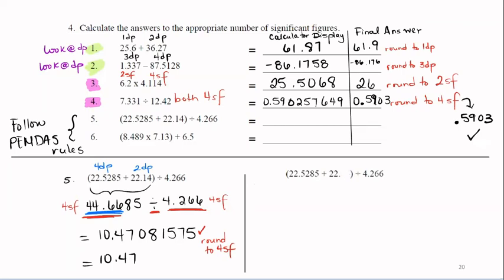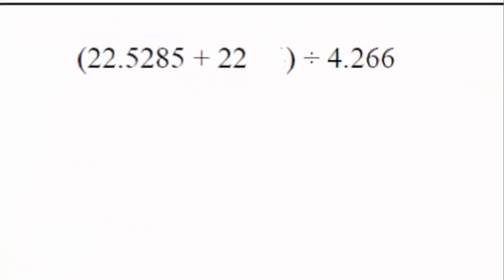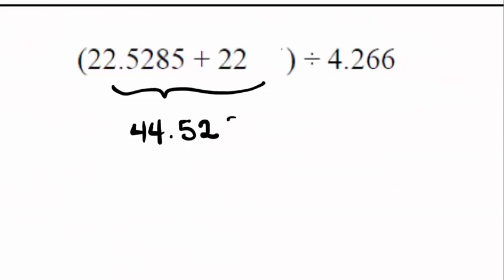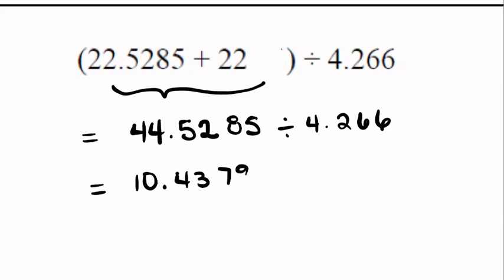Let's say that we had this. Similar problem. We don't have a decimal place. Let me just erase it. Let me put it in the calculator. So this portion of my equation, 22.5285 plus 22, is going to be 44.5285. I'm going to divide it by 4.266. This gives me an answer of 10.437998.